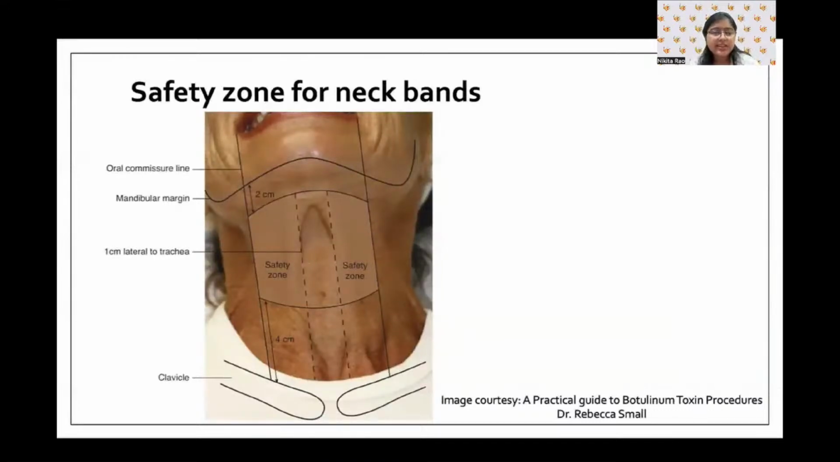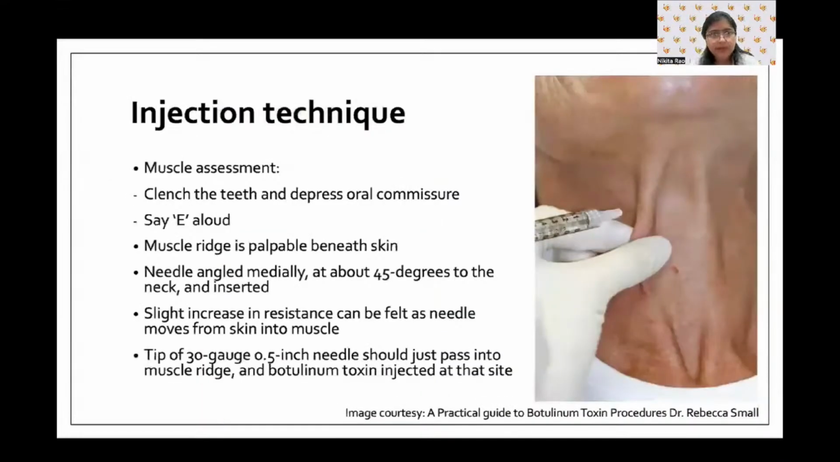It lies 2 centimeter inferior from the mandibular margin, 4 centimeter from the clavicle. The lateral limit is bounded by the oral commissure line, and the medial limit is 1 centimeter from the trachea. Injection technique: the muscle is assessed by asking the patient to clench the teeth and depress the oral commissure. The muscle ridge is palpable beneath the skin. One has to hold it with a non-dominant hand. The needle is angled medially at about 45 degrees to the neck and inserted.